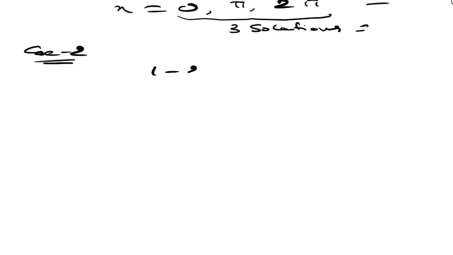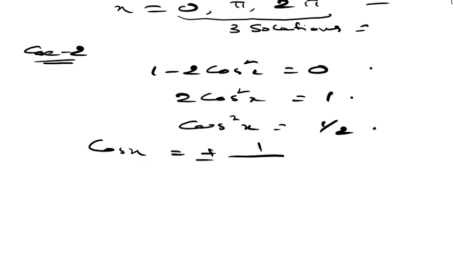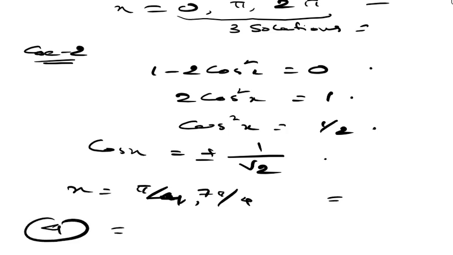1 − 2 cos²x is equal to 0, or 2 cos²x is equal to 1, or cos²x is equal to 1/2. So cos x is equal to ±1/√2. Now think of the unit circle. Cosine equals 1/√2 at x is equal to π/4 and 7π/4. Okay, so total 4 solutions here.